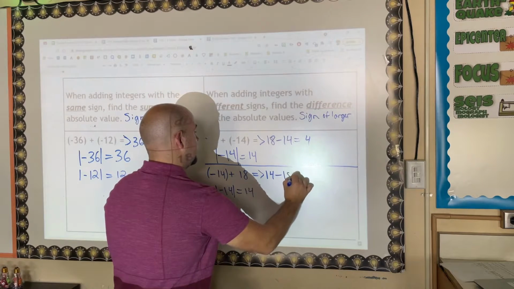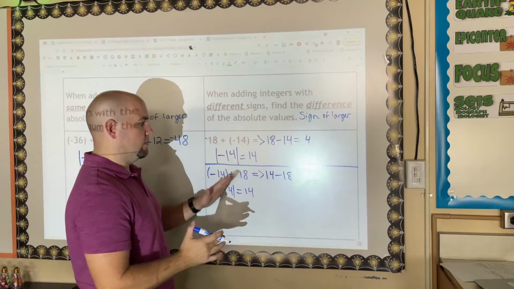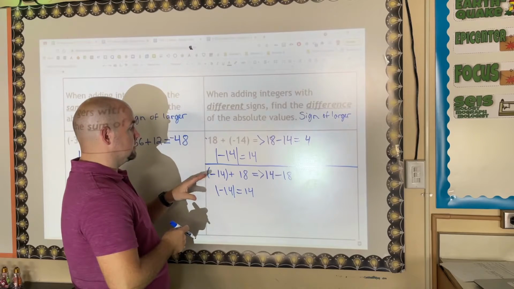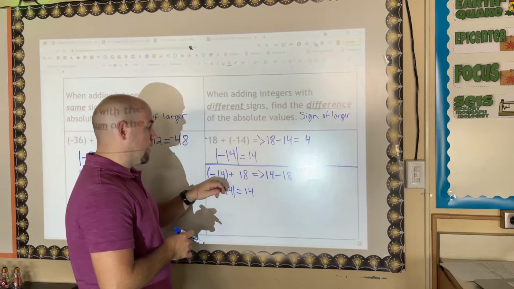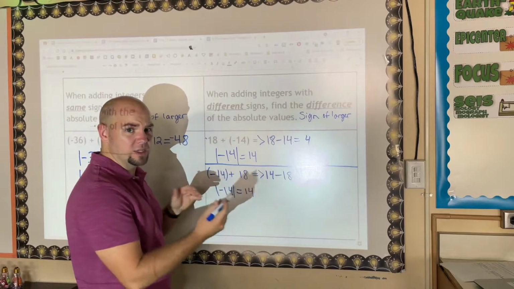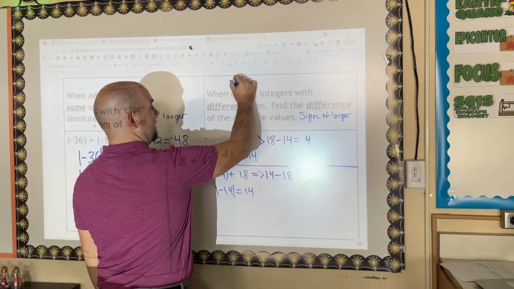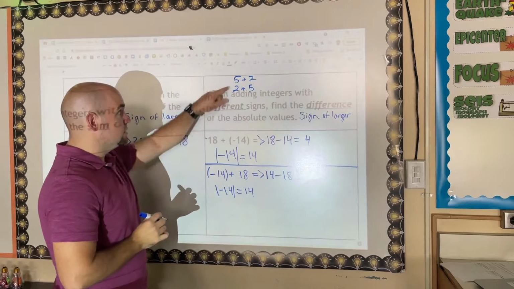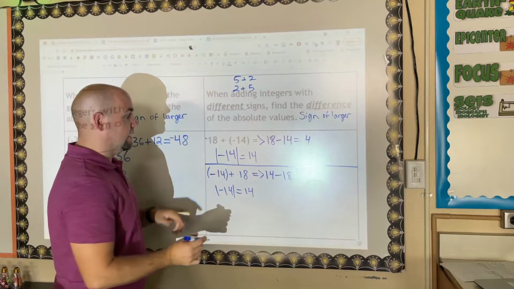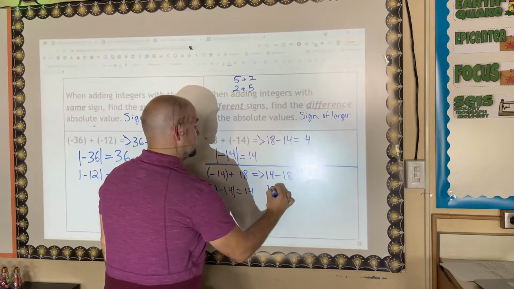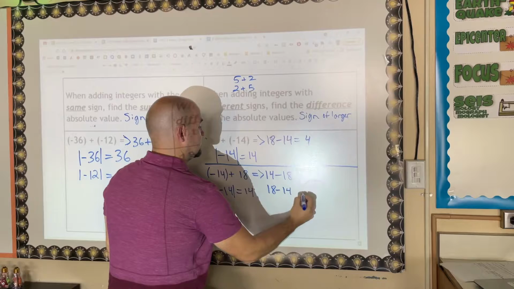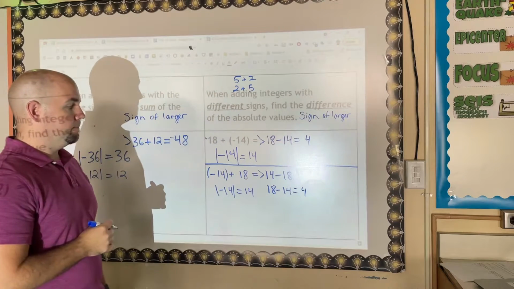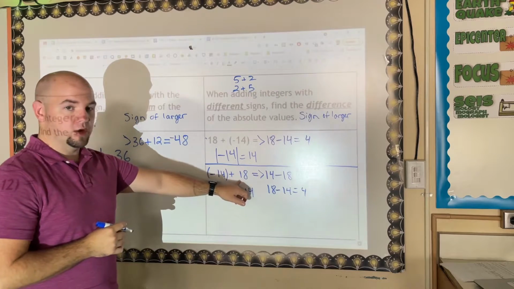And so this becomes 14 minus 18. That's going to give us a weird thing, but what we're allowed to do is flip those around because of the math property, which means because I'm adding, I can switch these. Because 5 plus 2 is the same thing as 2 plus 5. So I'm allowed to flip these numbers around like that. So I'm going to do it this way: 18 minus 14, and that is 4. And I take the sign of my larger number.